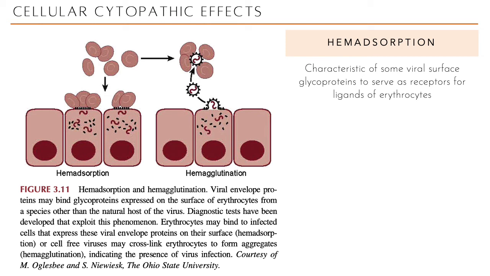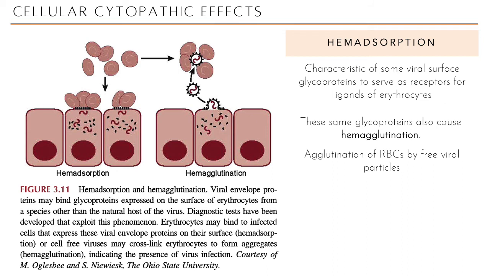This is different from hemagglutination, because hemagglutination is when a virion, a virus particle, can attach to these erythrocytes. Hemadsorption is when the surface glycoproteins that are being expressed on the cell membrane of the infected cell are attaching to those erythrocytes. I think the picture shown here illustrates that perfectly.